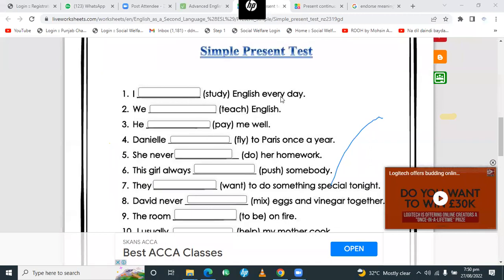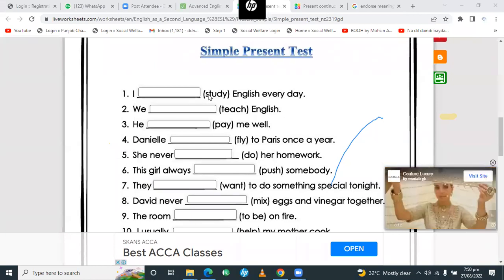Also, when you are reading sentences, figure out these small things. Every day is not written combinedly. They write it separately. Okay. So I dash, what you will write here? I dash study English every day. Convert it into present simple. I study. Yeah, I study every day.